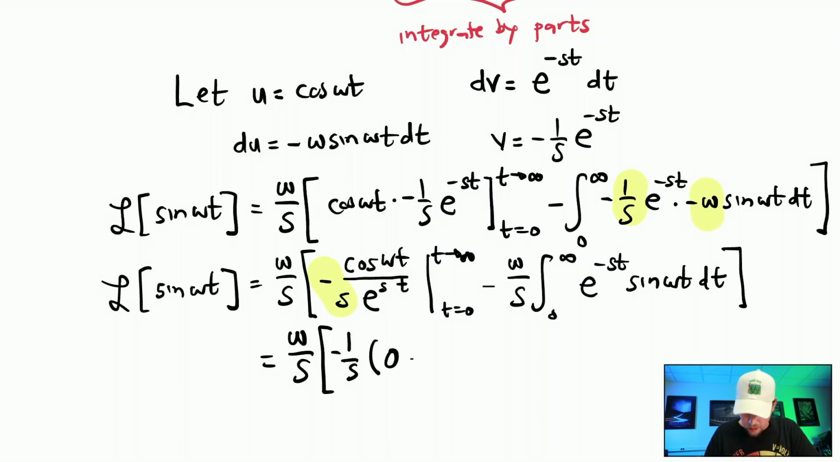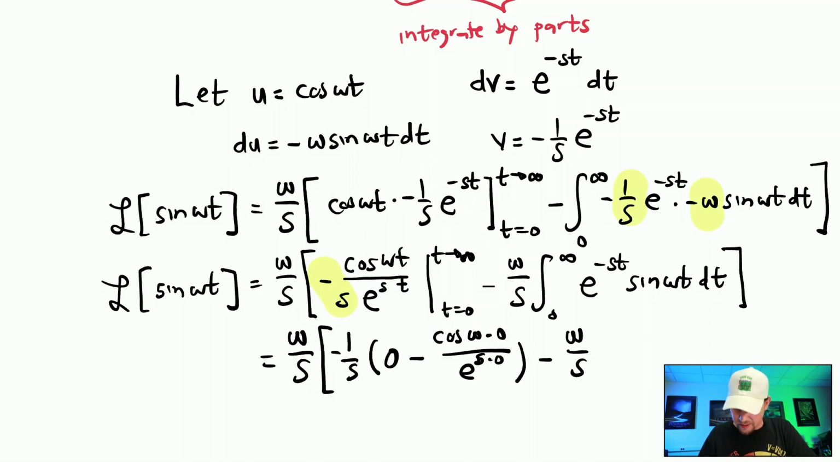And we have 0 minus the cosine of omega times 0 times e to the s times 0. Now, notice that this term does not disappear. It does not go away, right? That's actually going to be important. The cosine of 0 is 1. E to the 0 is 1. So we have 0 minus 1 there. And then we actually have minus omega over s, the integral from 0 to infinity of e to minus st sine omega t dt, like this.